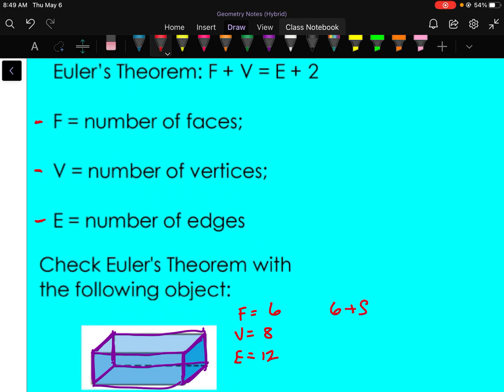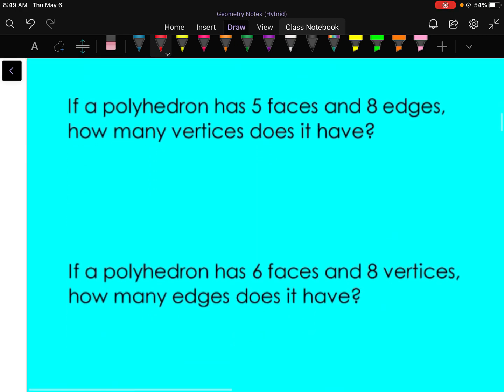So Euler's formula says if I take F, which was 6, plus the vertices, so the faces plus the vertices, 6 plus 8, what I should get is the edges plus 2. It's always going to be plus 2. So 6 plus 8 is 14. 12 plus 2 is 14. So it checks out.